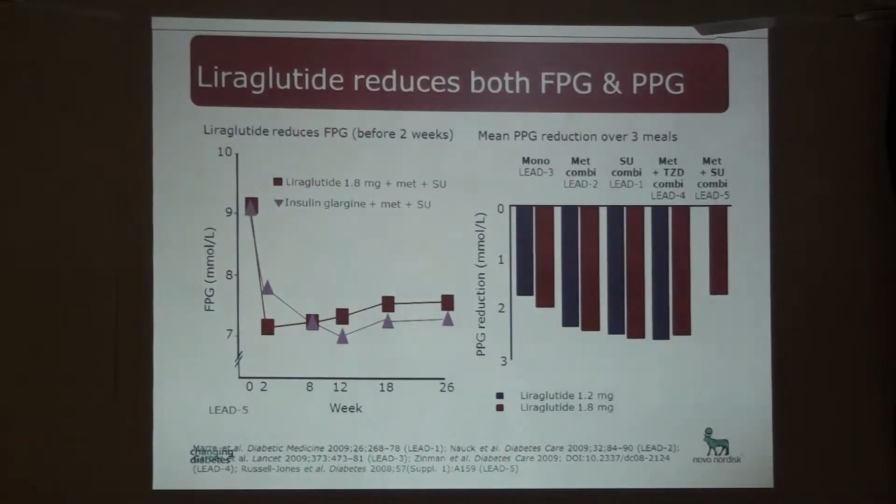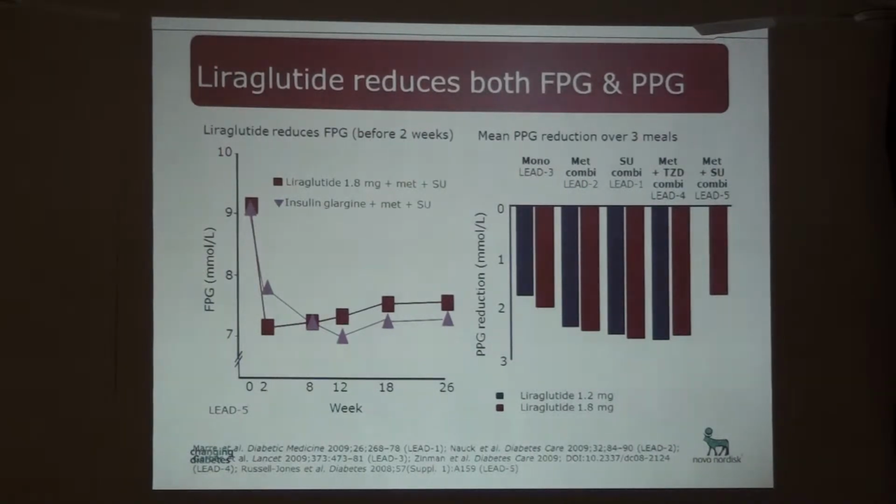Liraglutide has been shown to be effective in reducing fasting as well as postprandial glucose levels. For fasting levels, we have compared it with glargine, because as we know, being a basal insulin, it significantly reduces fasting plasma glucose levels. You can see here the difference in fasting plasma glucose levels is non-significant. That is, both insulin glargine as well as liraglutide have reduced to similar levels.